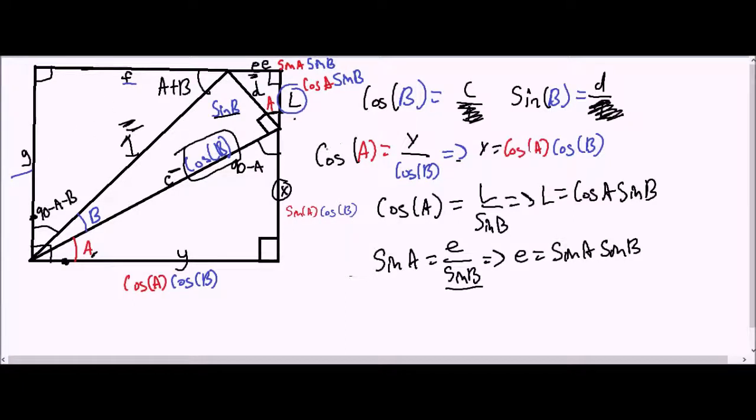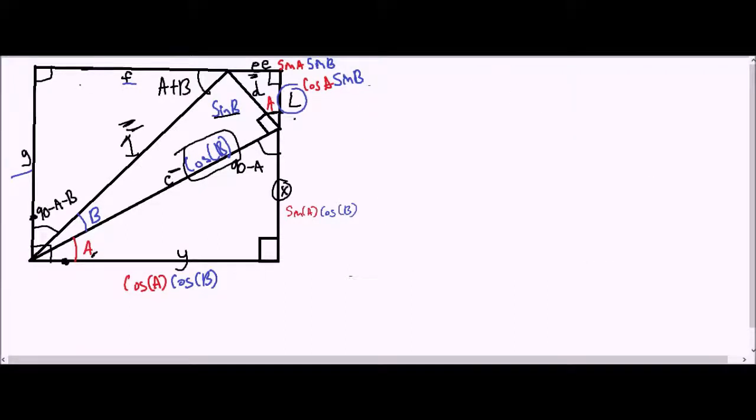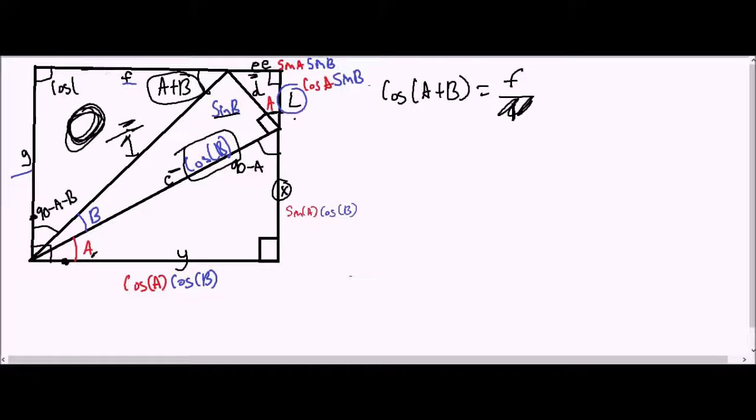Let's first look at F, and I'm going to clear this space. Now F is very special because it's adjacent to A plus B. So if I was to use cosine, because it's adjacent, it would be cosine of A plus B is equal to F, which is adjacent, over 1, because the hypotenuse for this triangle is 1. So F is just equal to cosine of A plus B.